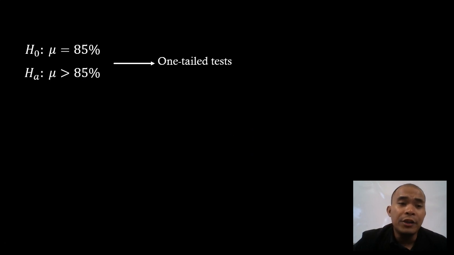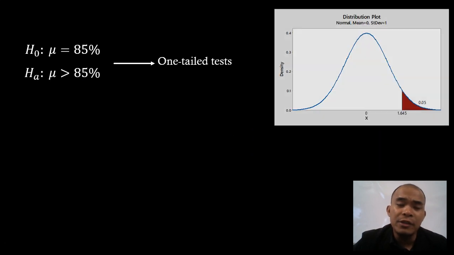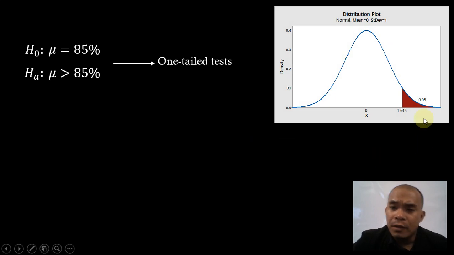Okay, if it is greater than 85%, that's also a one-tailed test. So the shaded part is on the right side. But again, for the one-tailed test, the confidence level is always the whole value of the alpha, not divided by 2.